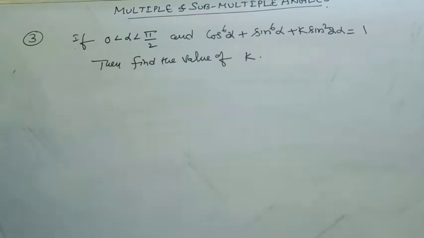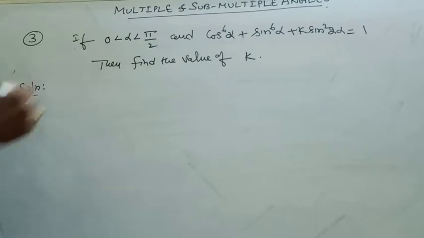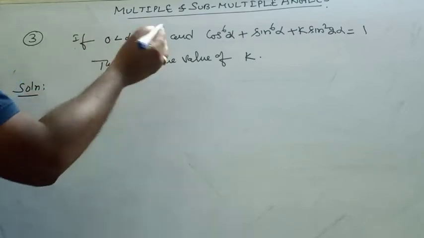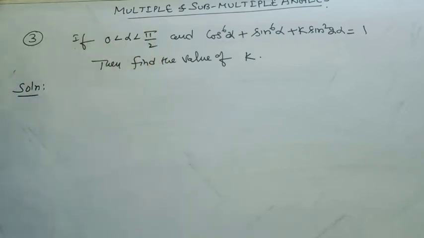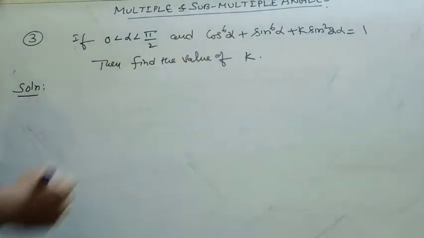Now see, we have the third problem. How do we do the third problem? They have given that alpha is between 0 to pi by 2, that means in the first quadrant, and cos power 6 alpha plus sin power 6 alpha plus k sin square 2 alpha is equal to 1. Then find the value of k.